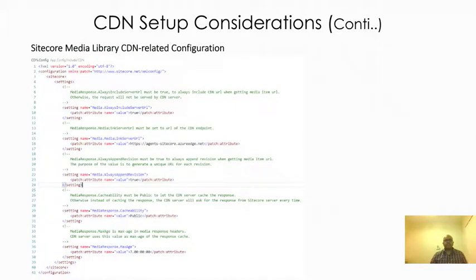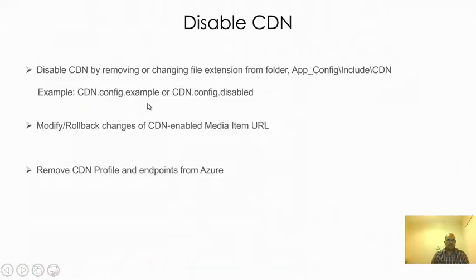Okay, this is the configuration for enabling the CDN. If I look at the second one, media link server, here you are giving the CDN endpoint. The rest of the things are similar. I will explain in the demo. To disable it, there is a cdn.config file; if we change the extension to .example or disable, it will be disabled. I will show all of this in the demo.